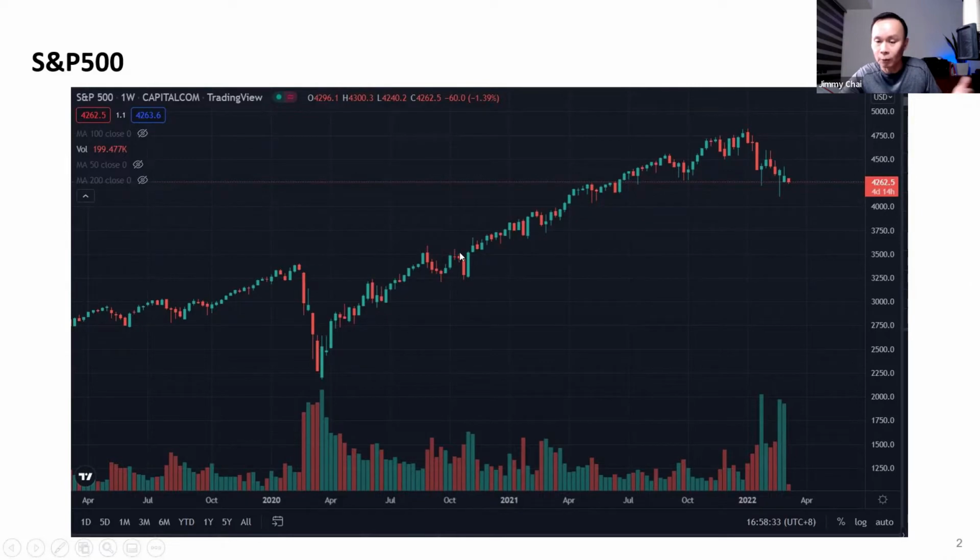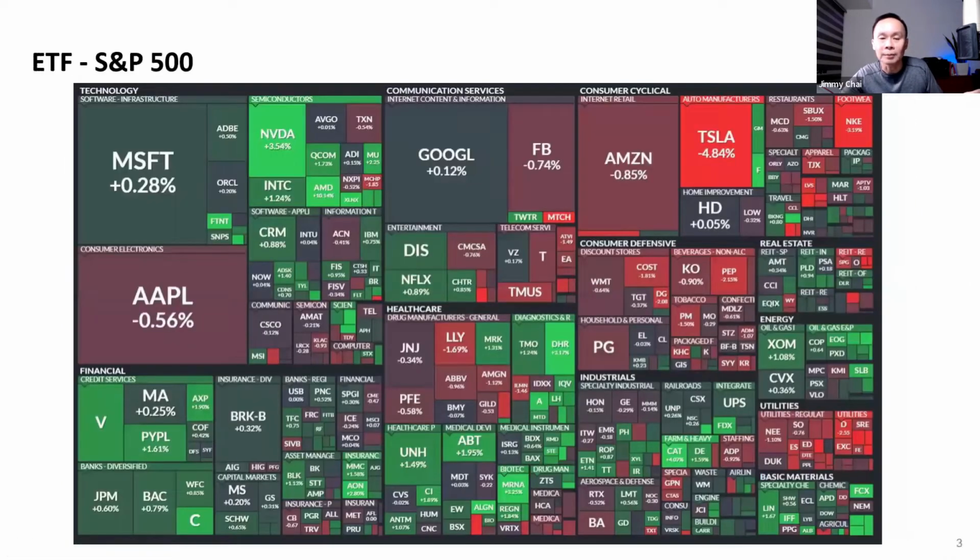So this is what we call the growth, right? So what is inside the S&P 500 now? This is where the basket is. So inside the basket, you have 503 companies. This is a tree map, and each of these squares represents the market cap of the company.